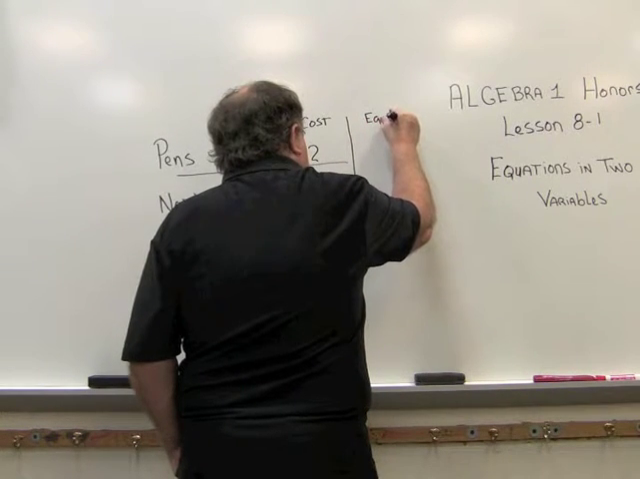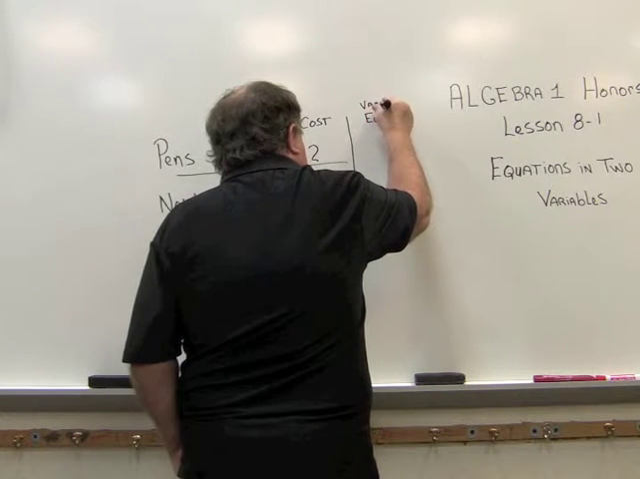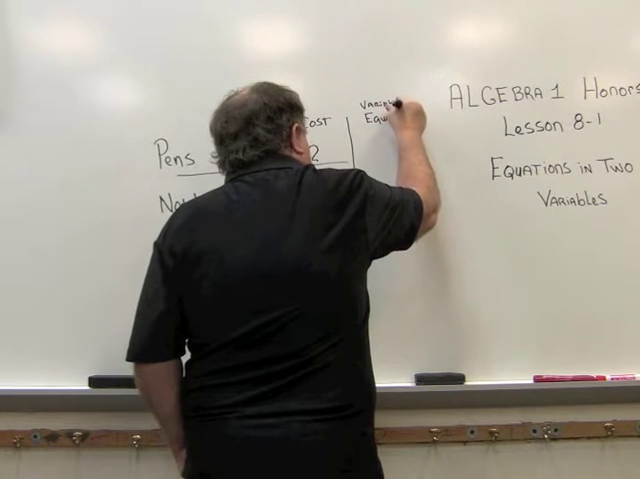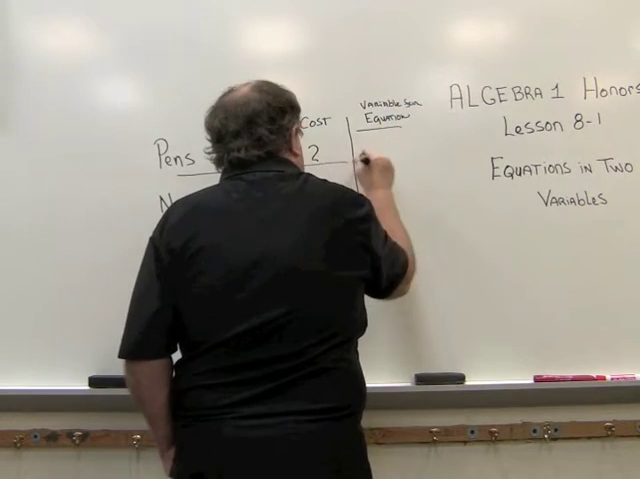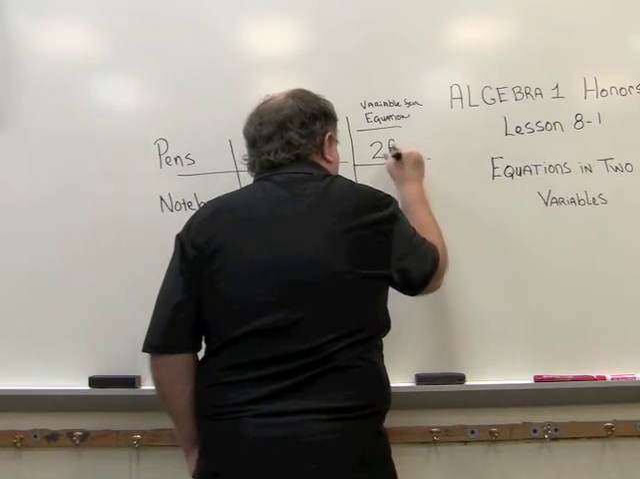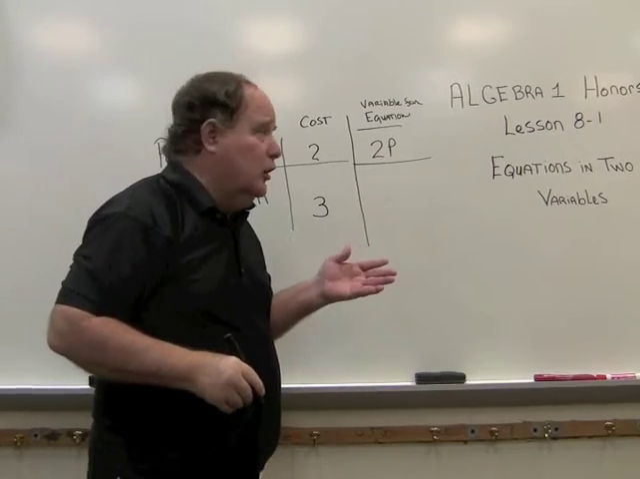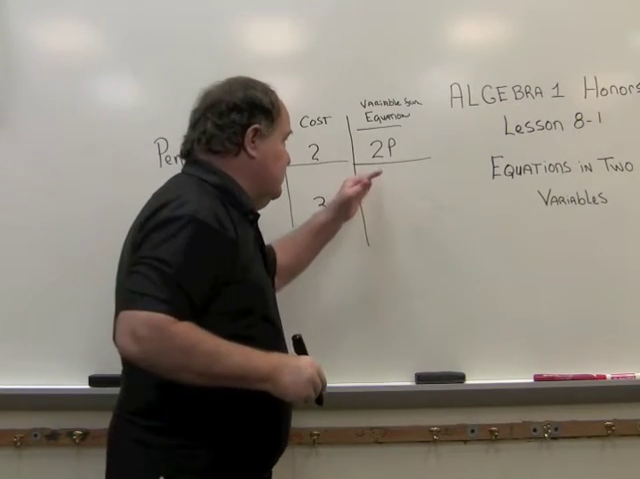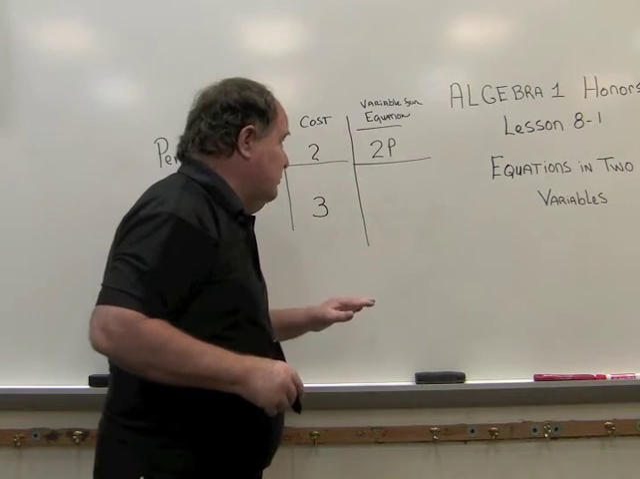The pens cost $2, notebooks cost $3, and our parts are variables for our equation. Variables for our equation will be 2 times P. So, if we buy 1 pen, it'll cost $2. If we buy 2 pens, it'll cost 4. 3 pens, it'll cost 6. So it's 2 times the number of pens we buy, and that's how much the cost will be.